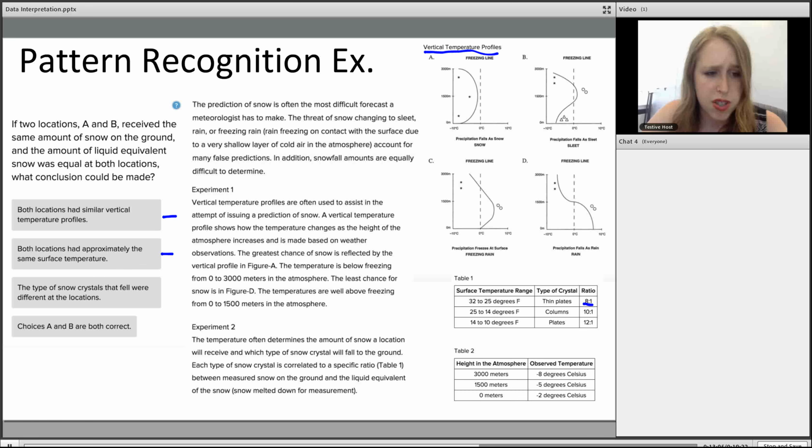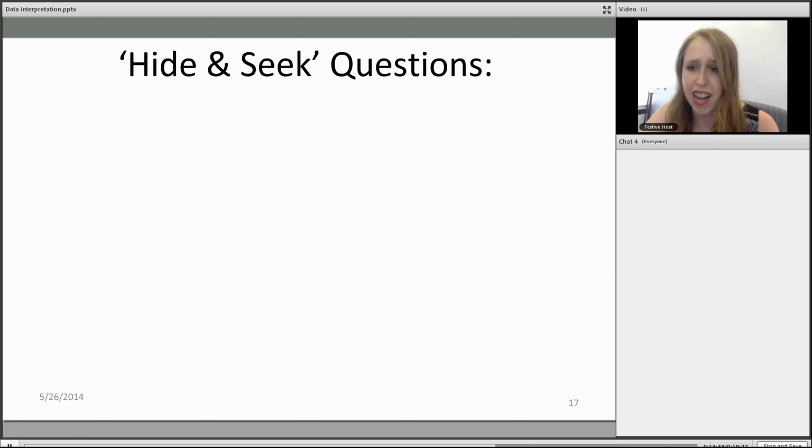And choice C, the type of snow crystals that fell were different at the locations. That actually goes against what we've seen, because the type of crystals depends on the temperature. If they have about the same temperature, which we know because they have the same amount of liquid equivalent and the same amount of snow on the ground, then we know that choice C can't be good. Since A and B are both valid, let's go with choice D, which says that both A and B are correct. Great, let's move on to a different type of question, the hide and seek question.